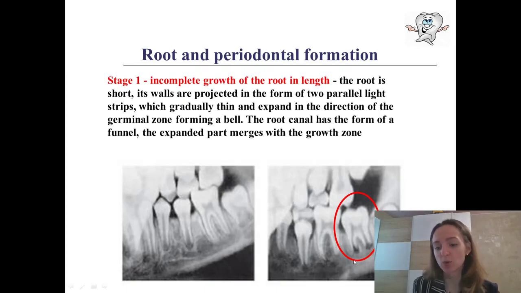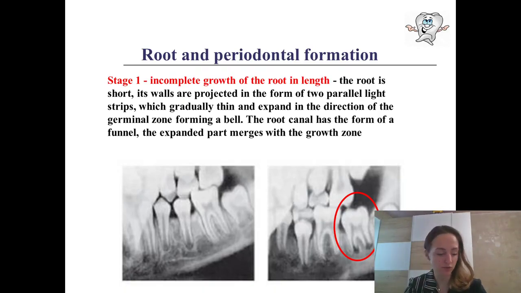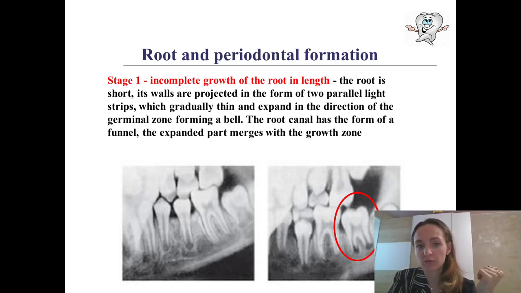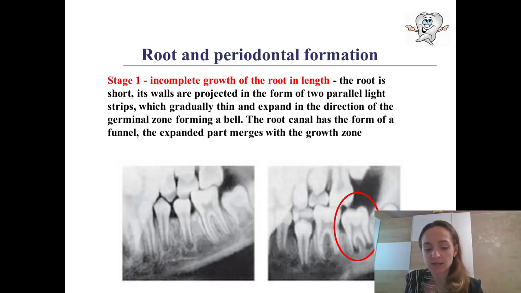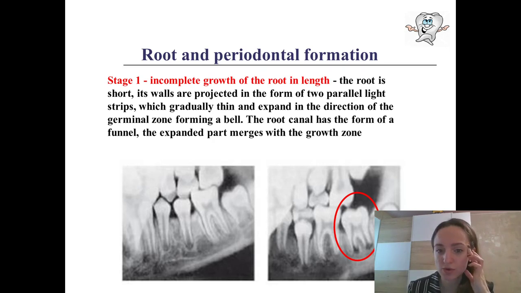So for example, when a tooth erupts, take the first molar. The start of eruption is from 6 to 7 years, and we give 2 or 2.5 years for root formation. And in this period we have the different stages of formation. The first stage is incomplete growth of the root in length. So we know that the root needs to grow longer.